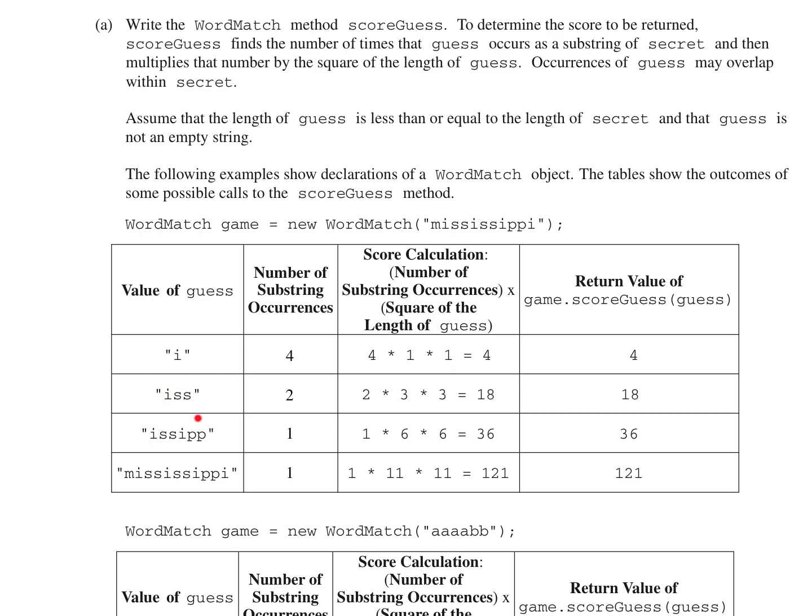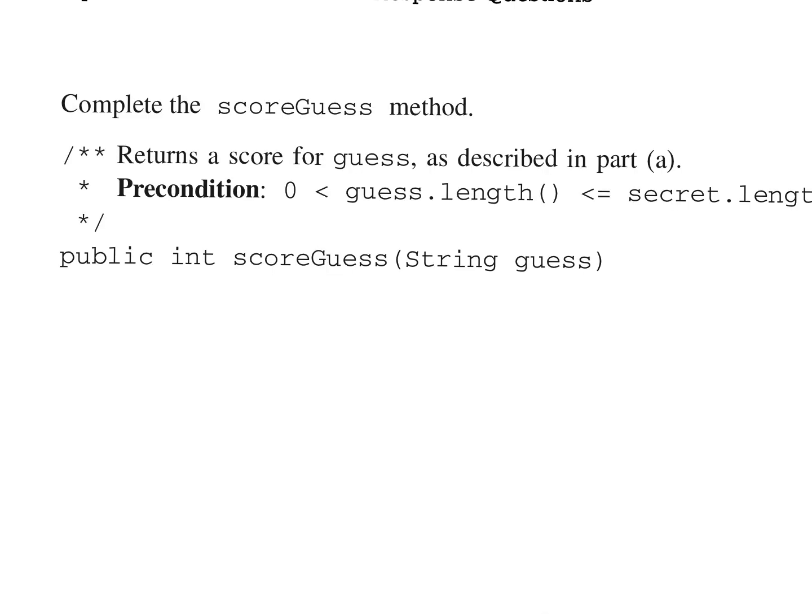So if we were looking for how many times ISS is in there, here's ISS, we can see that it is in there twice. And its length is 3. Your next example shows kind of the same thing. So that's what we want to write: public int scoreGuess.